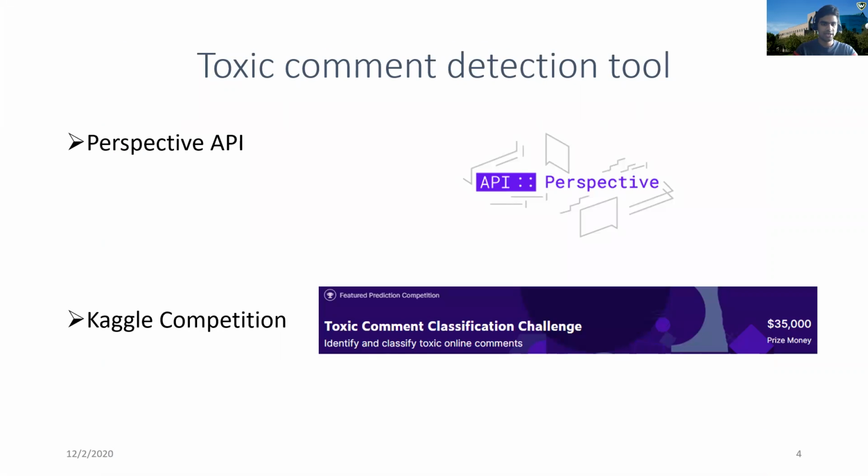There are several existing tools for detecting toxicity in the general domain. Perspective API is one of the state-of-the-art tools, developed by the Conversation AI team of Google, and they trained this model with a large-scale dataset. To improve the performance of toxic text detection tools, Kaggle started a competition in 2018, called the Toxic Comment Classification Challenge.